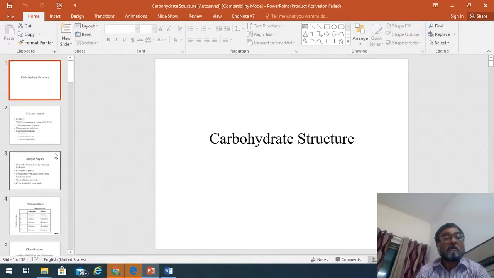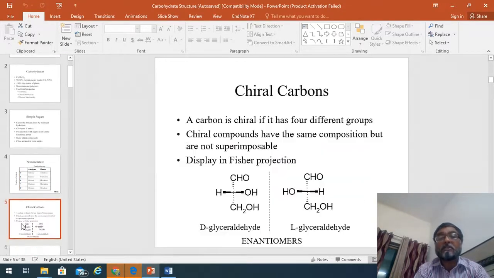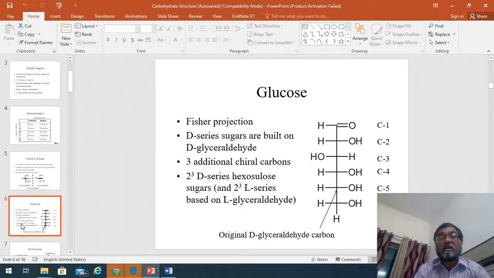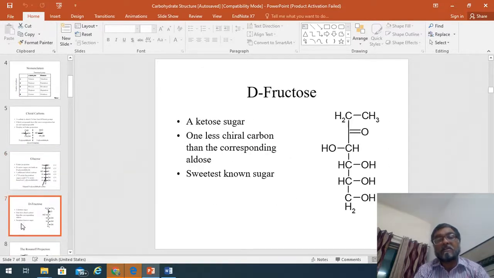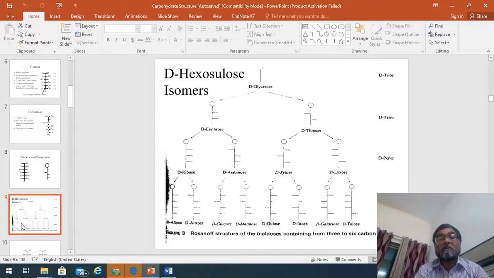Then in the previous lecture, we have talked about the nomenclature of the carbohydrates, chiral groups, and we have seen the structures. We have seen the Haworth type of the projection, Rosanoff type of the projection. We have seen the Fisher type of the projection. So these are some of the projection that is used for depicting the structures of the, especially the monosaccharide unit. We have practiced all of that.